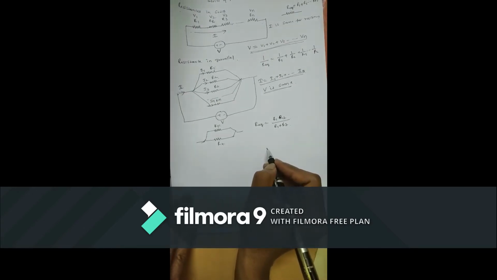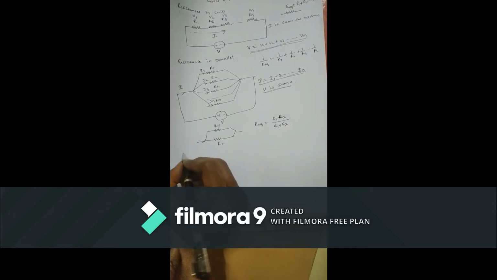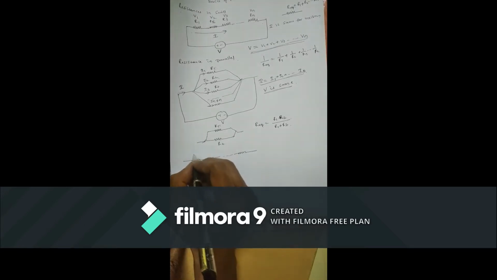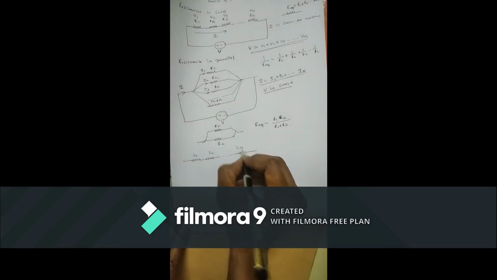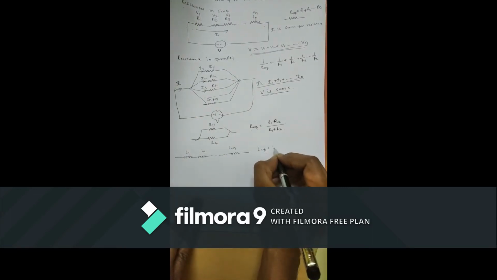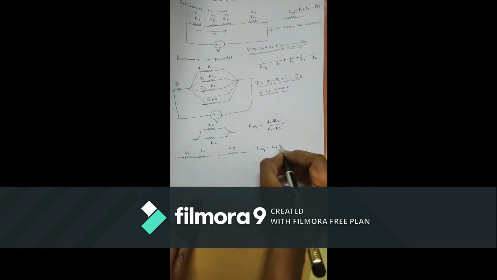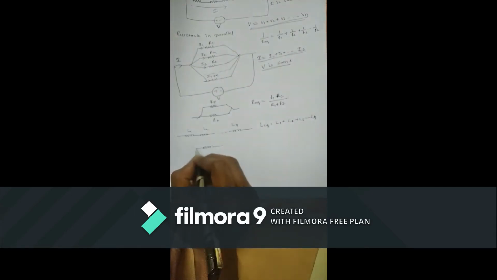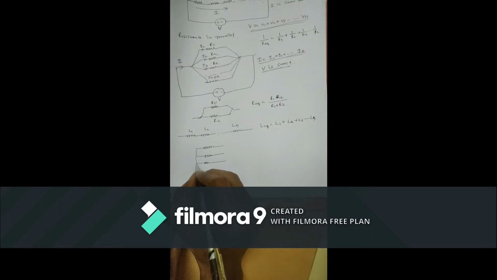So this is all about series and parallel combinations of resistances. Next I will discuss series and parallel combinations of inductors. Suppose I have n inductors all connected in series: L1, L2 up to Ln. In this case, the equivalent inductance is the sum of the individual inductances: L1 plus L2 plus L3 up to Ln. Similarly, if inductances are connected in parallel, I have n inductances connected in parallel.